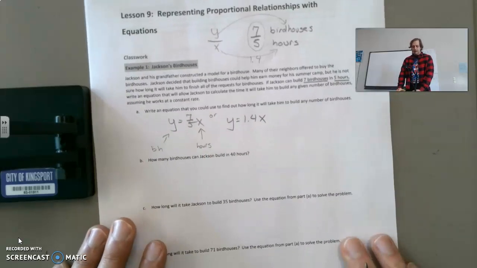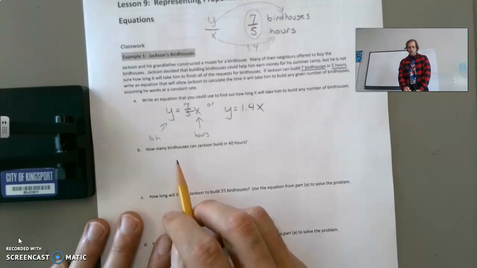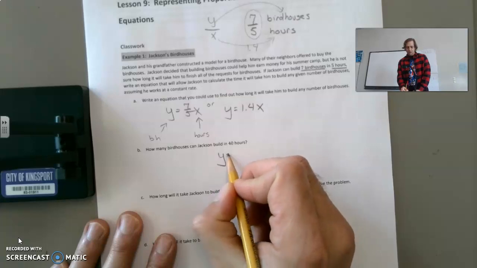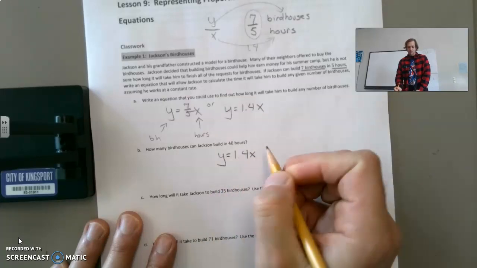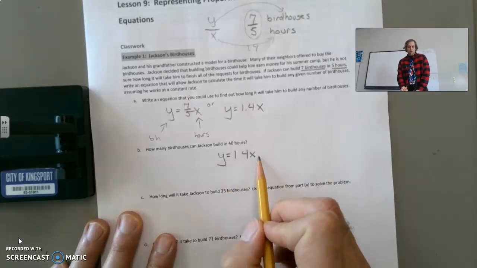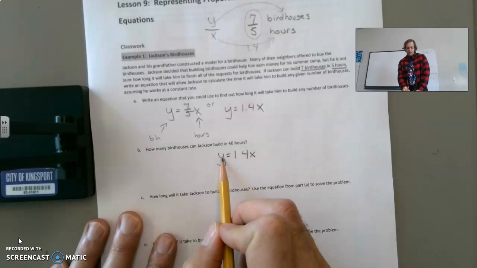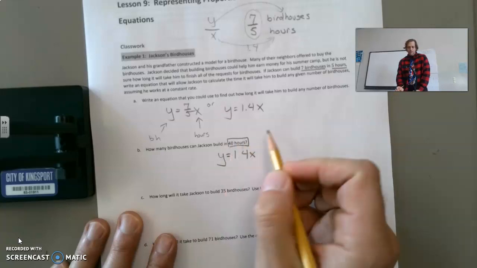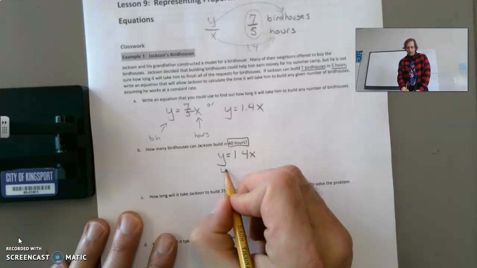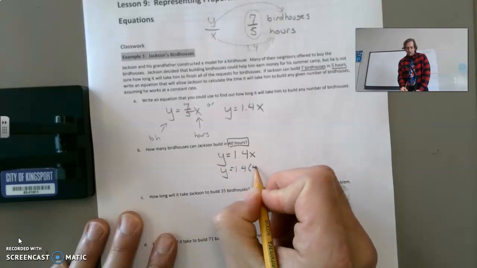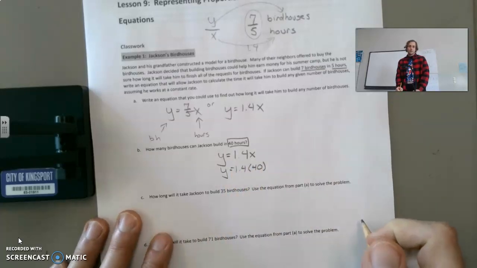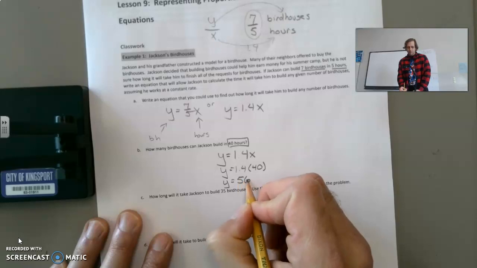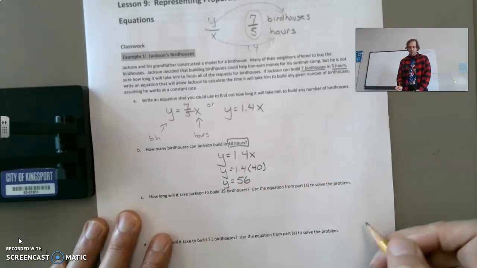Okay. Now, part B of this question says, how many birdhouses can Jackson build in 40 hours? Well, let's take our equation. I'm going to use the decimal because I think it's going to be easier when we multiply. It says y is equal to 1.4x. Y is our number of birdhouses. X is our number of hours. We're asked, in 40 hours, how many birdhouses can we build? So I have an x value. The value for my x quantity, hours, is 40. So I'm just going to multiply that, and I would find that y is equal to 56. 56 birdhouses.